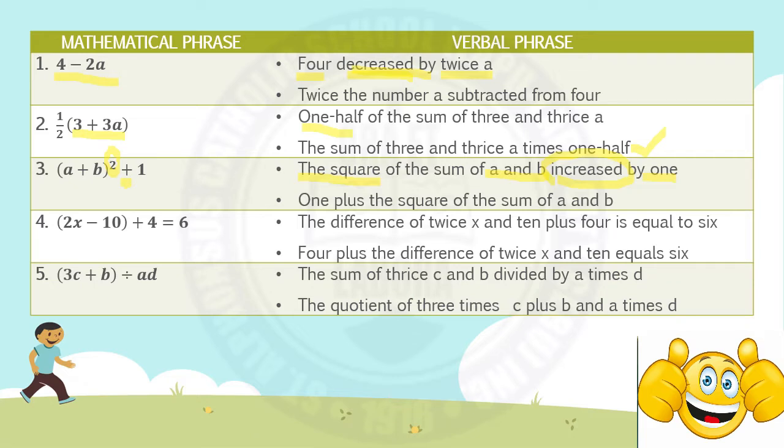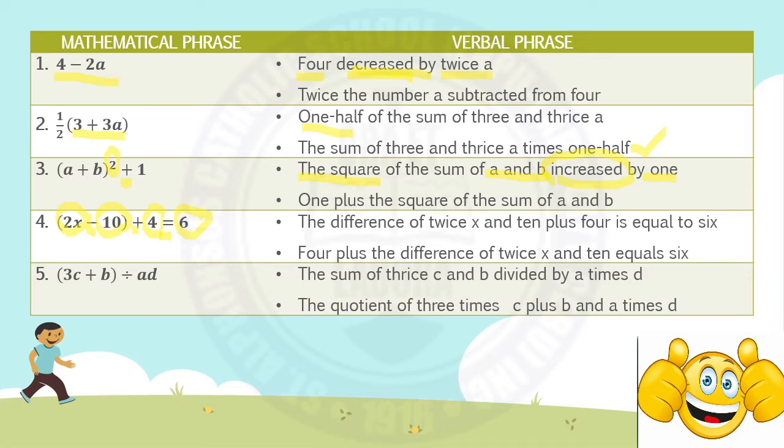Next, 2x minus 10 plus 4 is equal to 6. In verbal phrase, the difference of twice x, difference for the minus sign. So the difference of twice x and 10, plus 4, is equal to 6. Or it could be 4 plus the difference of twice x and 10 equals 6.